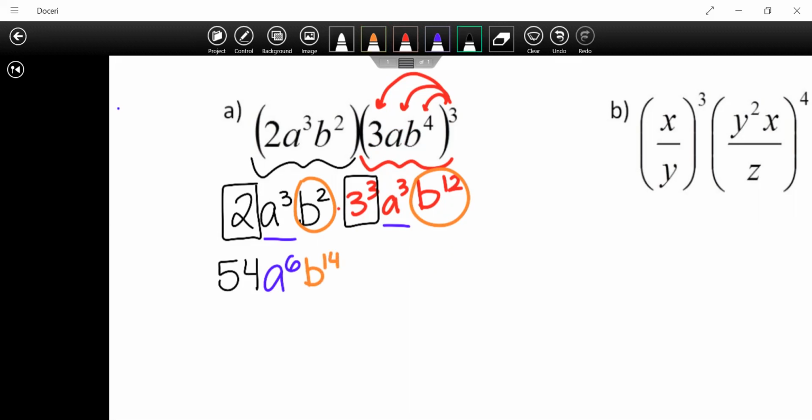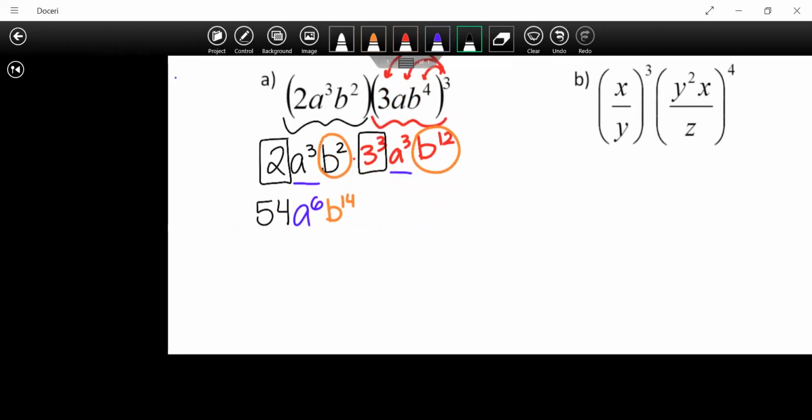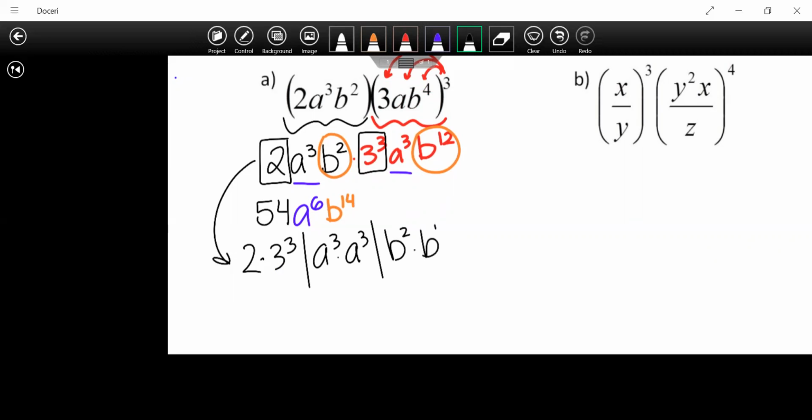You could have also taken another step if it helps you out and just re-separate them or just group them in terms. So you could put 2 times 3 to the third as a group of terms, a to the third times a to the third, and b squared times b to the 12th. Okay, so you could do it that way as well if it helps you out, whatever works. All I'm doing is I'm just grouping them.